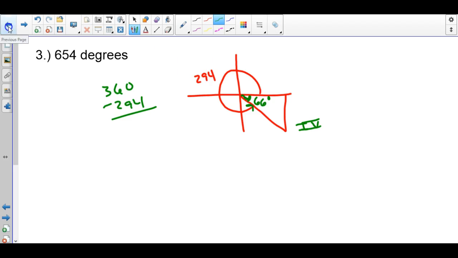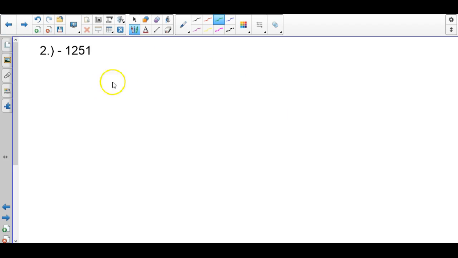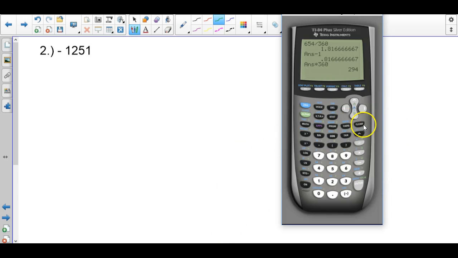So I'm going to go back now and look at a difference, which is when I have a negative angle. But again, we're going to start this off the same way. It just means that we would be moving clockwise. So I'm going to start by taking negative 1251, and I'm going to divide by 360. And again, the point of doing this is to figure out how many times this is wrapping around my circle. So this is going a full 3.475 times.